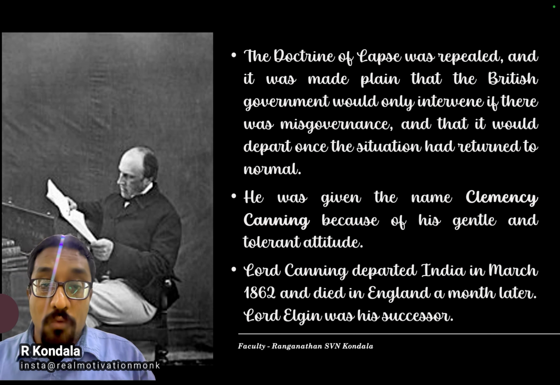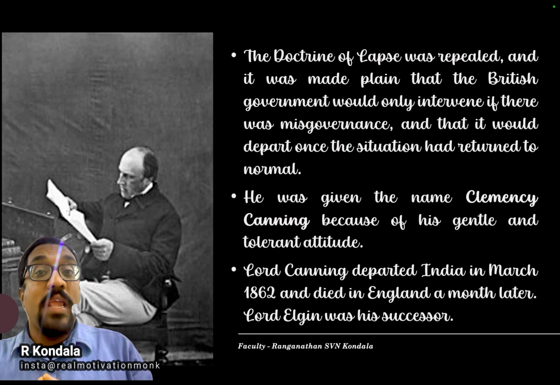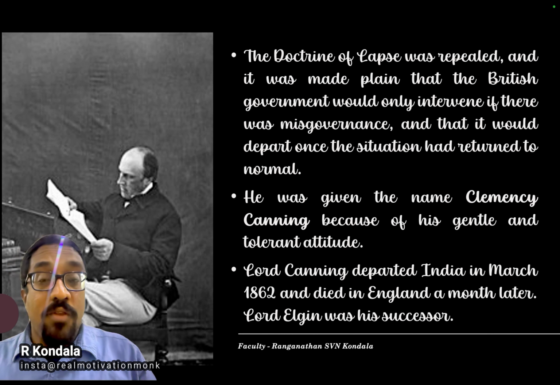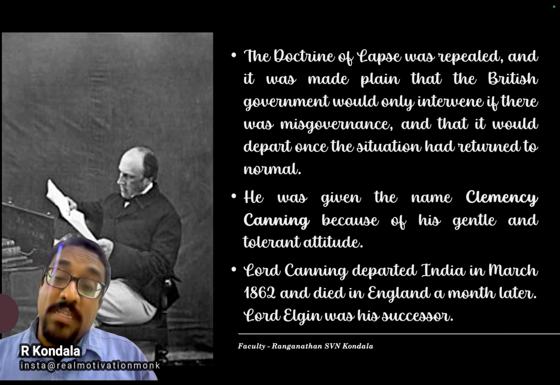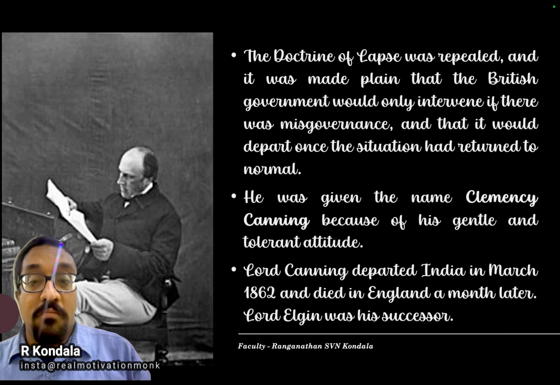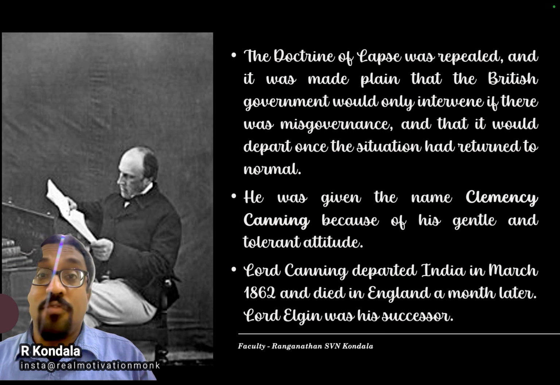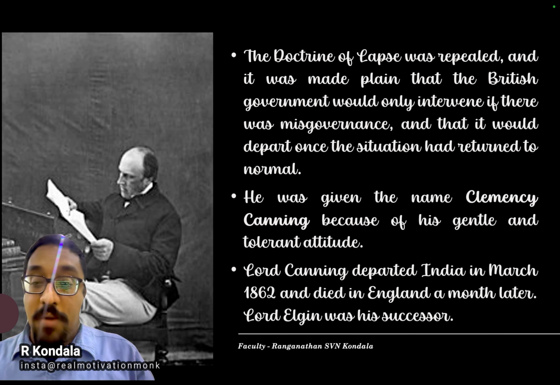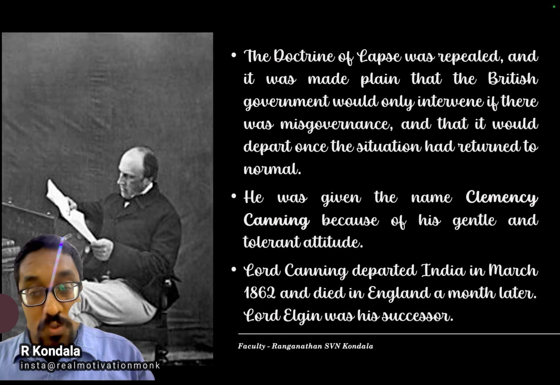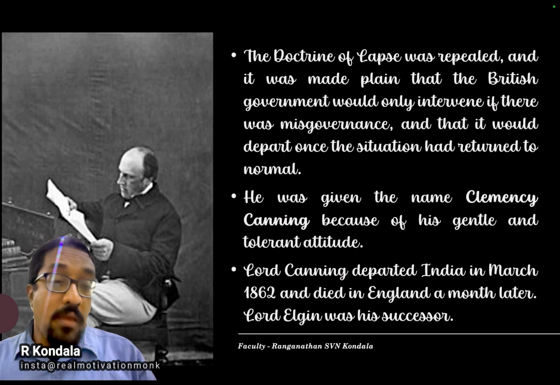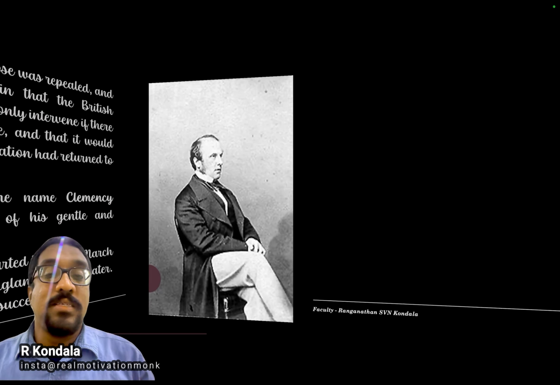He was also given the name Clemency Canning because he clearly mentioned that anybody who was not involved in criminal activity during the 1857 revolt would not be punished, and he gave a general amnesty to all those who participated in the 1857 revolt. That's the reason he was known as Clemency Canning, because of his gentle and tolerant attitude towards Indians. Lord Canning eventually departed India in March 1862, died in England a month later, and Lord Elgin became his successor.